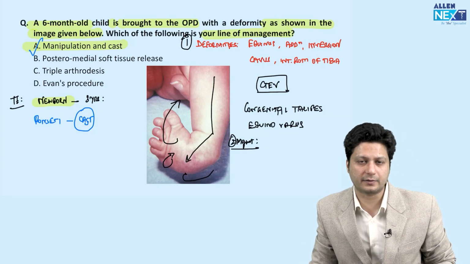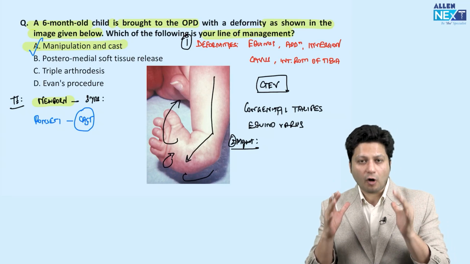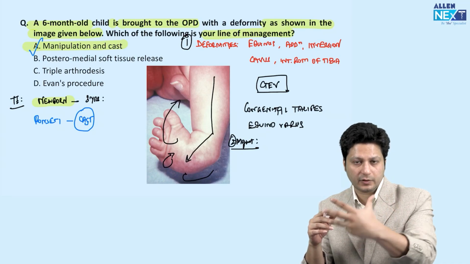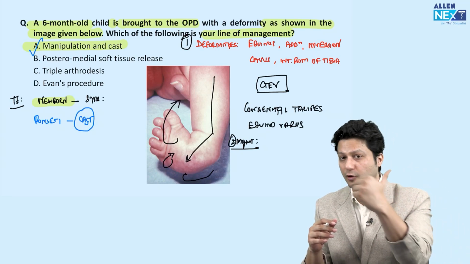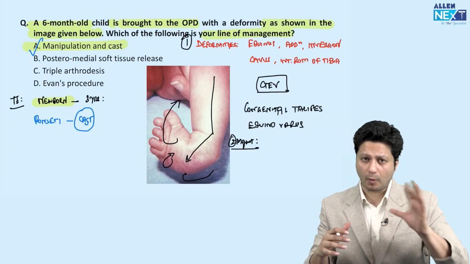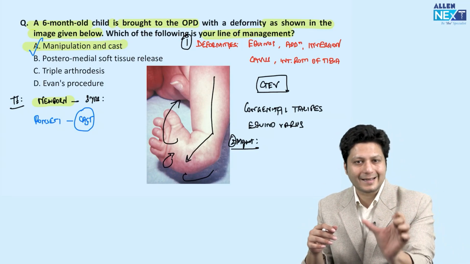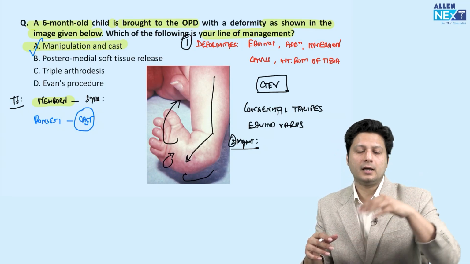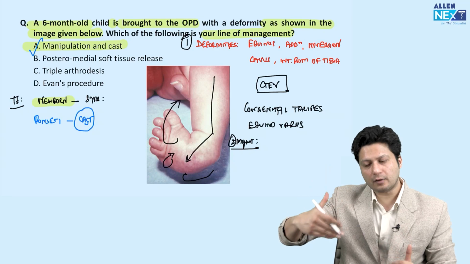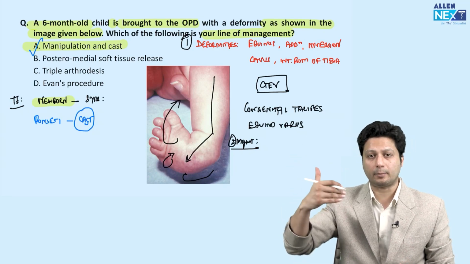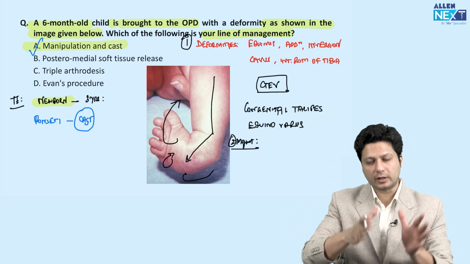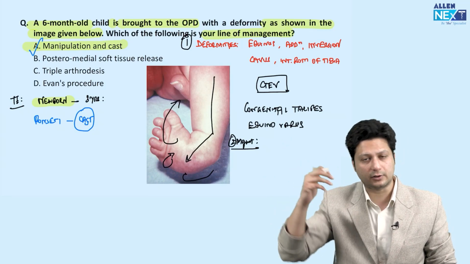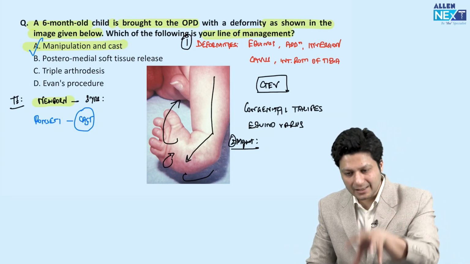Because this is just a revision class for the FMGE examination, we have very informatively discussed the management protocol for CTEV, how the Ponseti method is different from Kite's method, what the advantages of Ponseti over Kite are, and why Ponseti is considered the management of choice today. Then how the management changes for different age groups: up to 3 years of age, from 3 to 5 years, 5 to 8 years, beyond 8 years, and beyond 10 years of age. We have discussed it in huge detail.